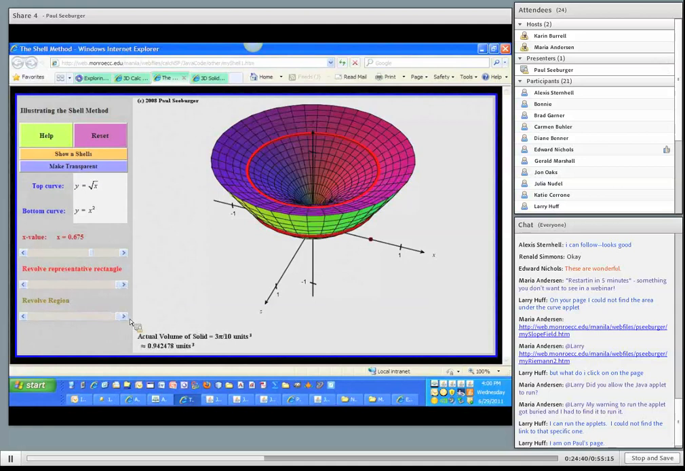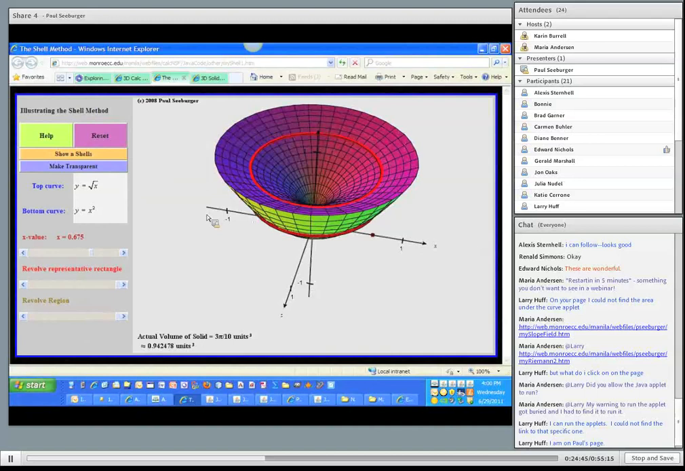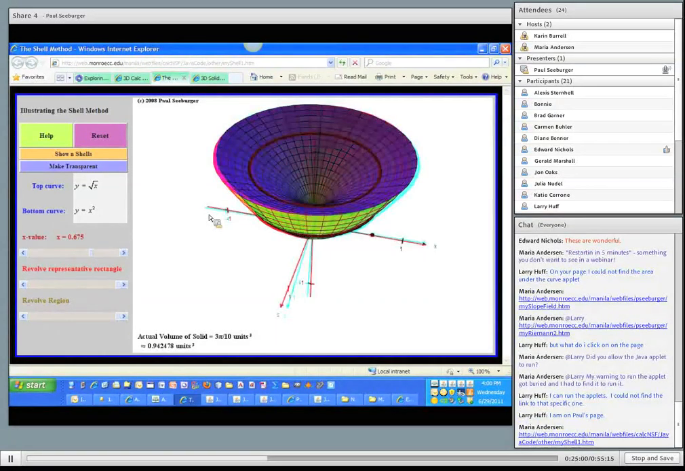We can increase the number of shells, and at first this goes slowly, but it stores them in memory, so you can go more quickly once you've done it a couple times. But you certainly get a sense for how these shells actually do approximate the solid. And you can see that even the volume of the 13 shells here is fairly close to the actual volume of the solid of revolution. All right, and if you go down to zero, no shells, it actually shows the surface, just in case you want to quickly get there, and then go back to some shells and think about how that works.